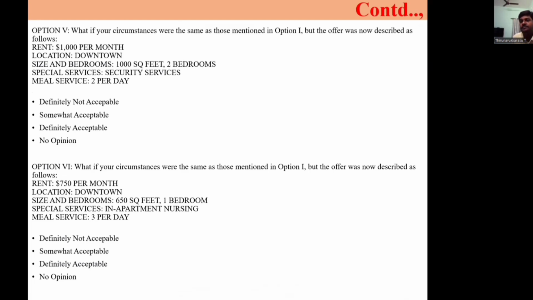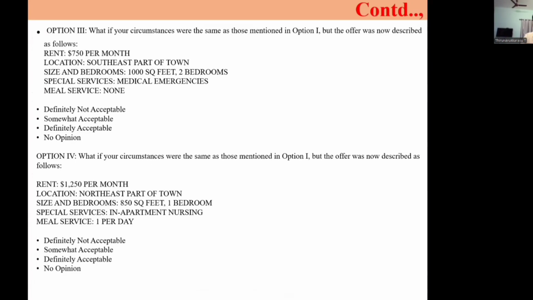If the same options were presented in front of my wife, she may decide to choose other options, maybe option 4 or option 3 or option 5.